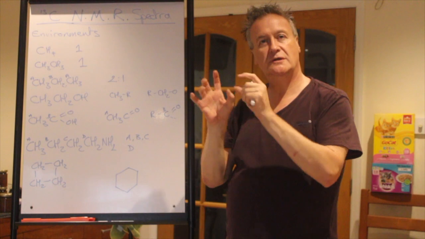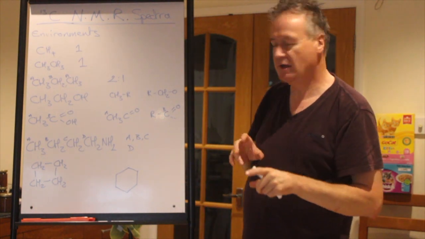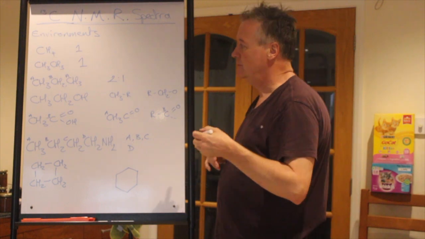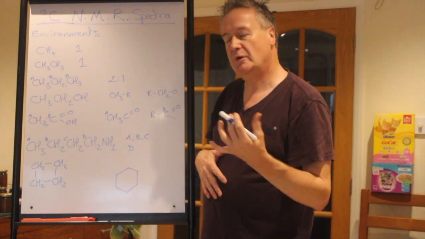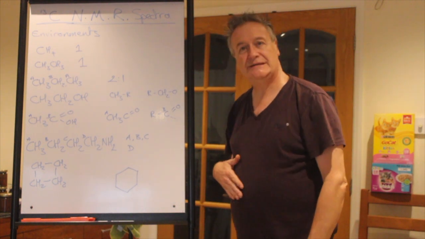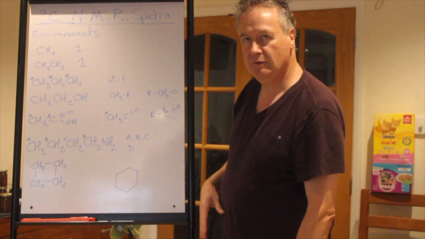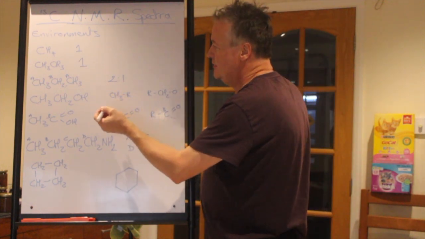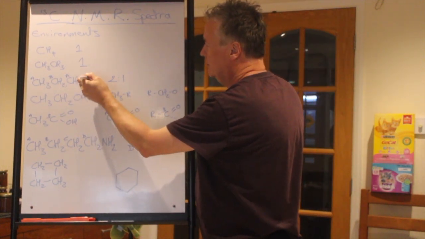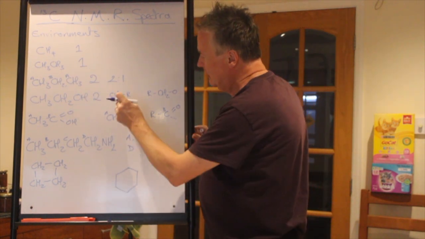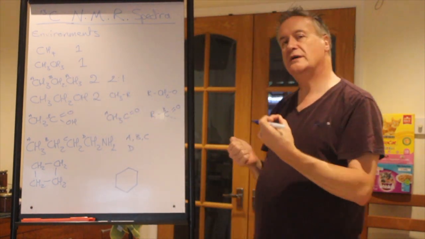That makes it different, and therefore it's a different environment, with a slightly different chemical shift, and that will show in an NMR spectrum. But at the moment we're just trying to spot environments. So when we look at this, we mentioned this one earlier, this is the ethanol from the other video. It has 2 environments. This one has 2 environments as well. But we just need to start looking at what the environments are.